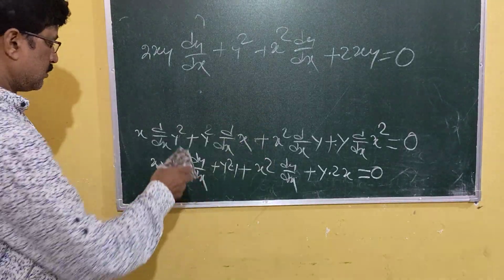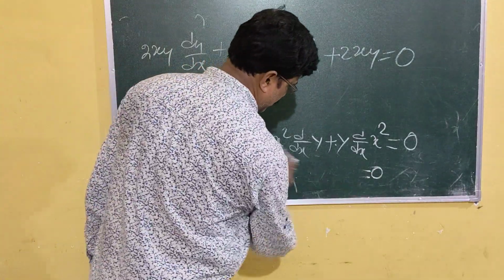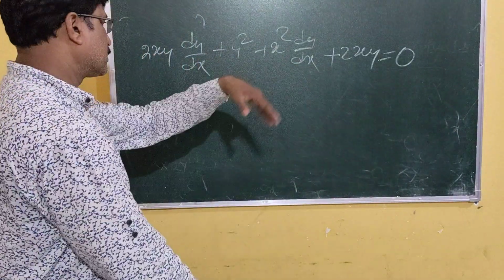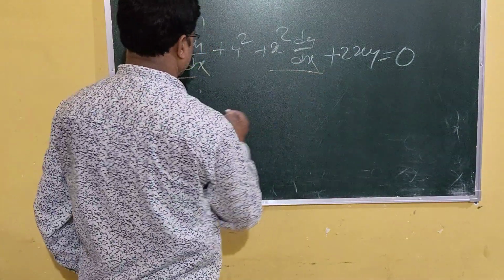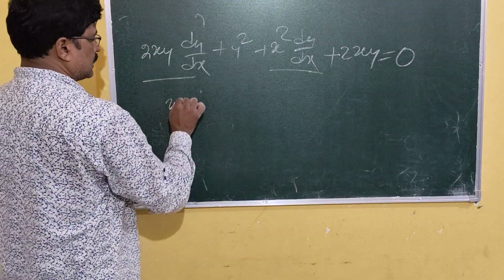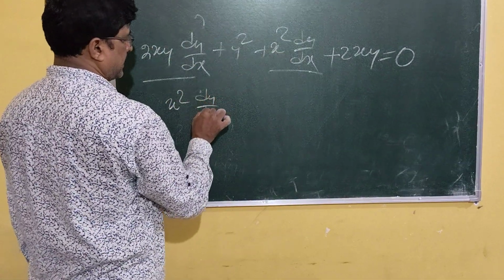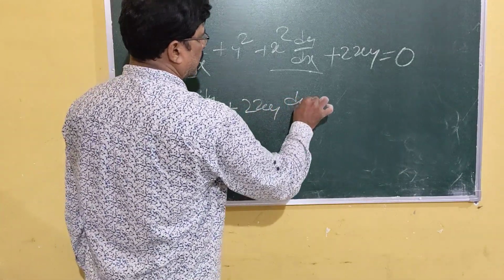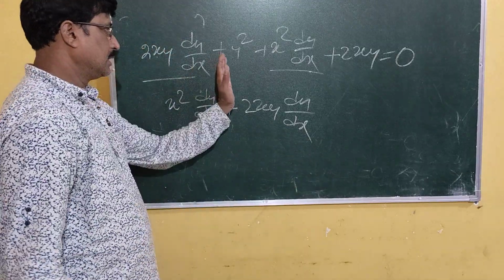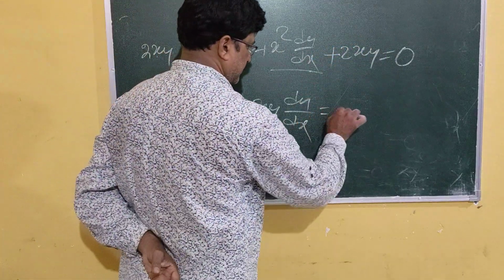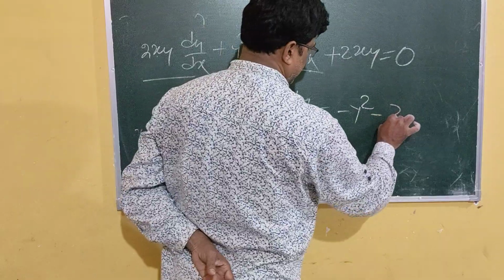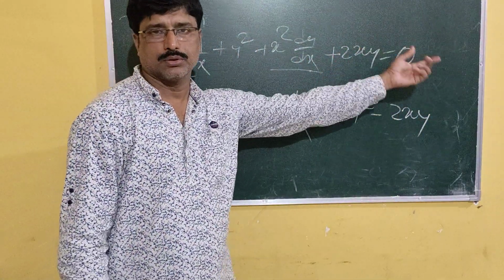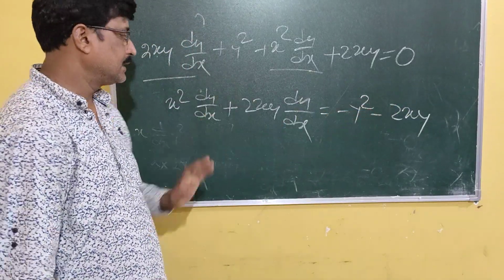Find out where dy by dx is there. We have to keep dy by dx on one side and take the other variables on the other side. So here is one dy by dx, here is one dy by dx. Keep these on the left side, that means x square dy by dx plus 2xy dy by dx. Now putting the others on the right side: minus y square, and this is also minus 2xy. We took these to the RHS, so the sign changes.